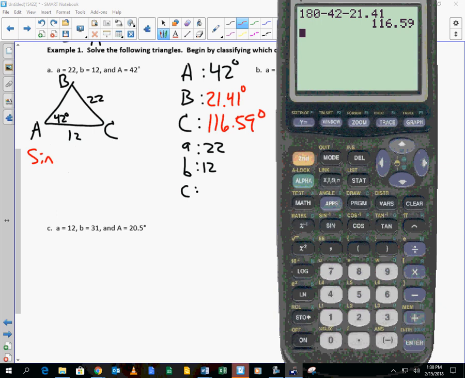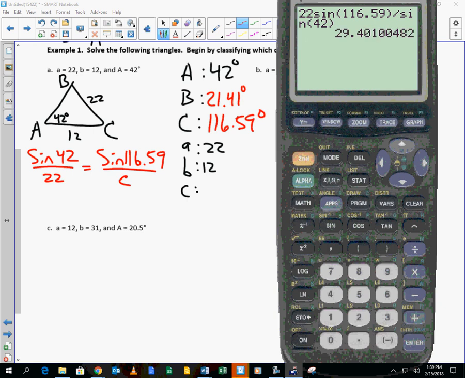You had law of sines back when you were in geometry, so I know you remember it all. Sine of 42 over 22 equals sine of 116.59 divided by C. Okay. Cross multiply. 22 sine of 116.59 divided by sine of 42. Boom! 29.40. It is solved. Do my answers look reasonable?